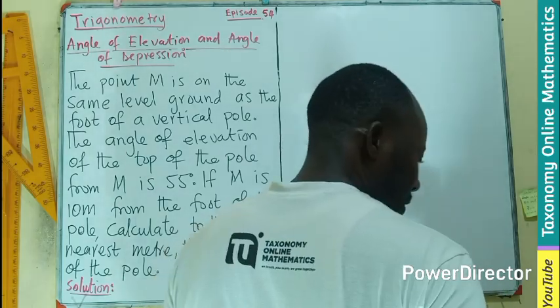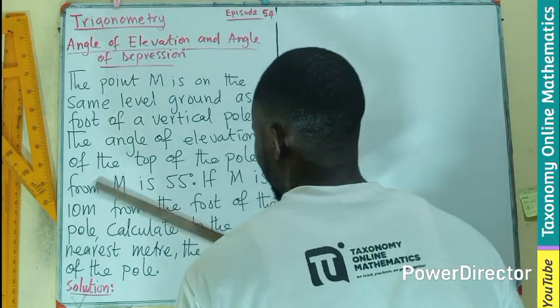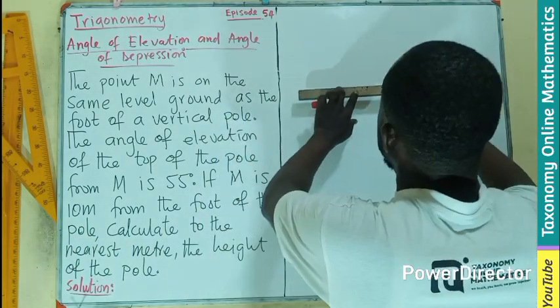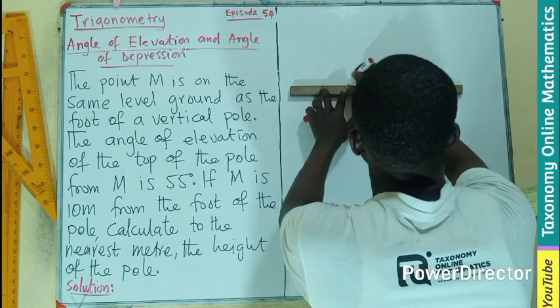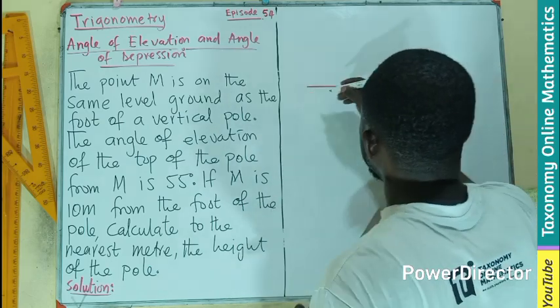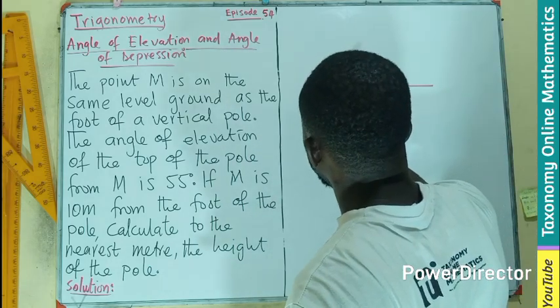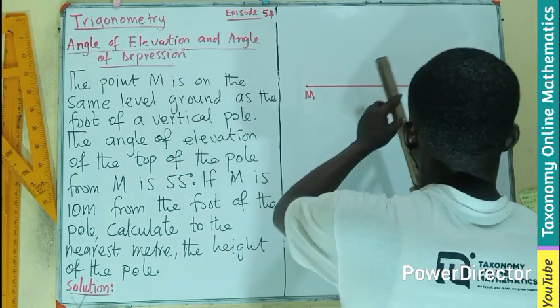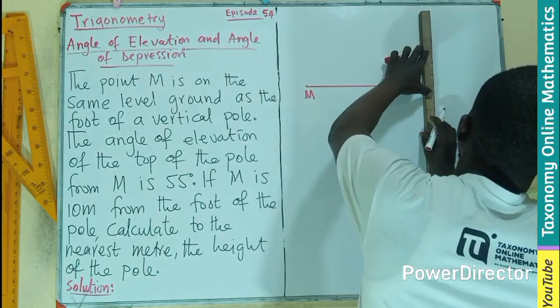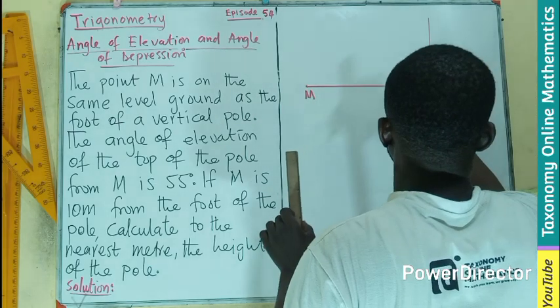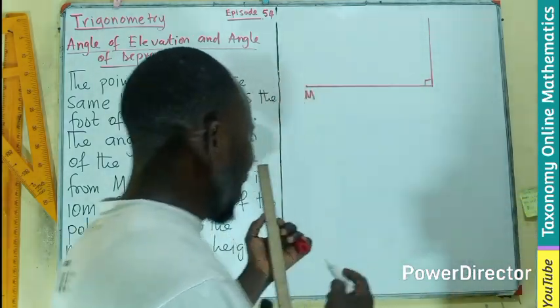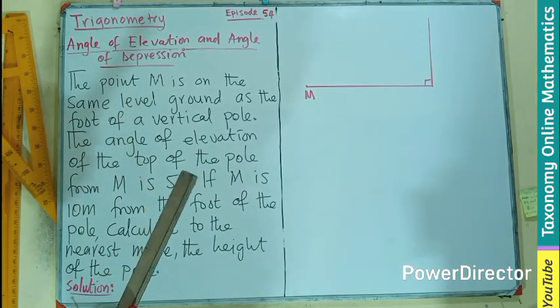So let's see. Remember what we did in the first 2 episodes? We indicate the horizontal ground and indicate the point here as M. Then we have a vertical pole. A pole will be erected, so let the pole be perpendicular to the ground. So we have the right angle box in there.